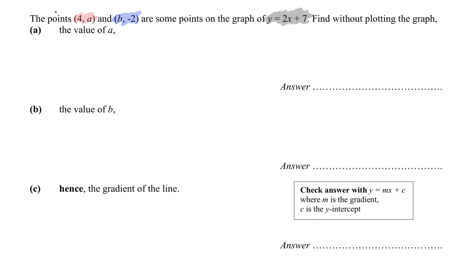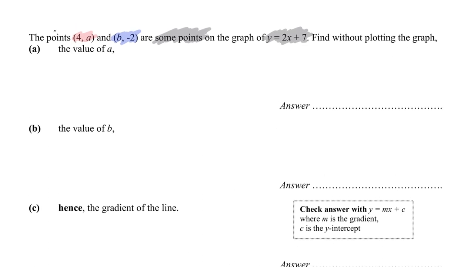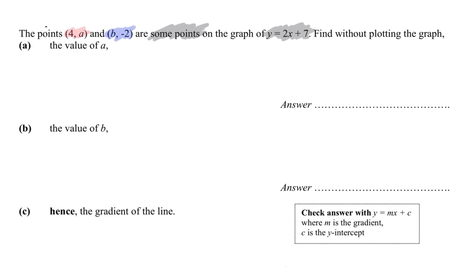Since they tell me there are points on the graph, this means that they satisfy that equation. Meaning, if we substitute the values in, they must satisfy the equation. They must equal to each other. The equation still holds true. So what do I mean by that?